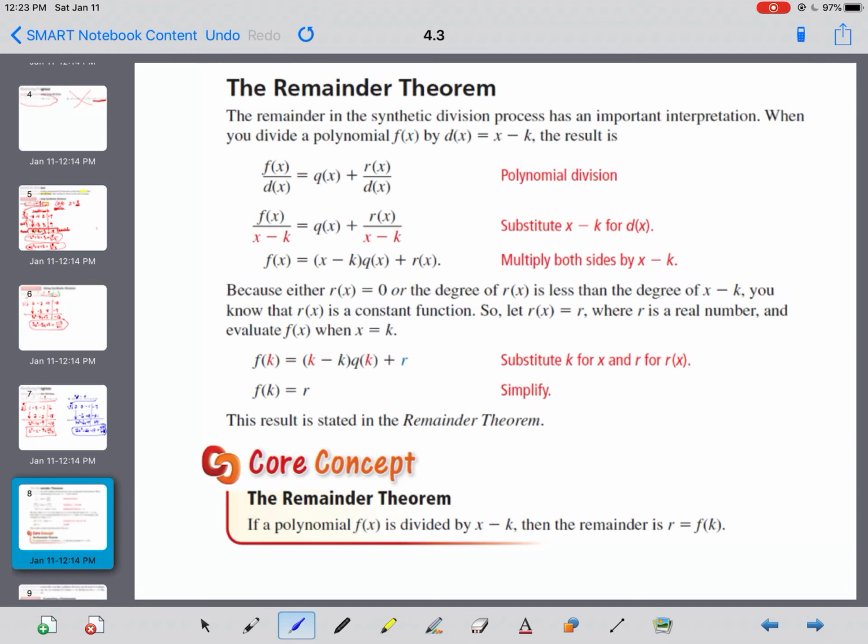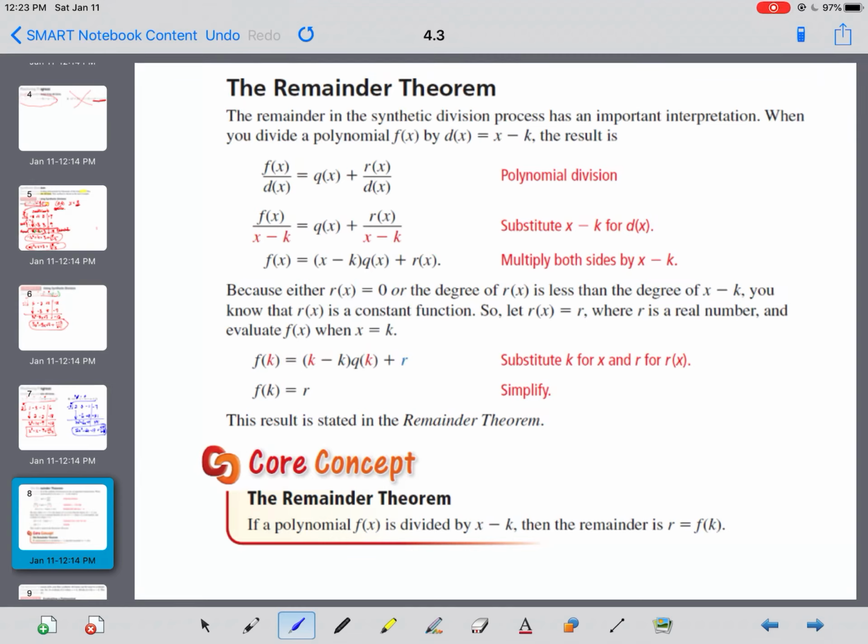The remainder theorem. Okay, a theorem is just a really good idea that they had that pretty much works all of the time. We don't know that it's absolutely true, but every time we've done it so far, it's definitely working out. So, yeah, it's pretty good. The remainder in the synthetic division process has an important interpretation.